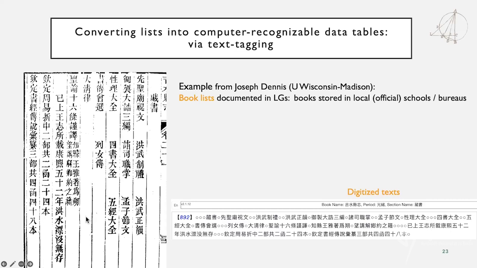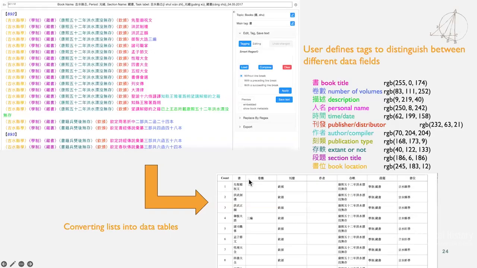And in some other cases, they list all the mountains, the rivers, all the bridges, all the official names, historical official names that ever served in this local region. So a lot of lists. And so what we did is that we want to have a way to convert these textual lists into computer recognizable data sets. So we developed a text tagging system.